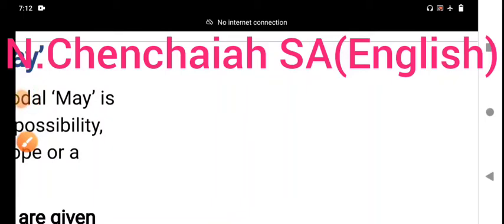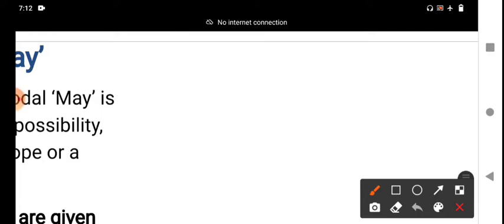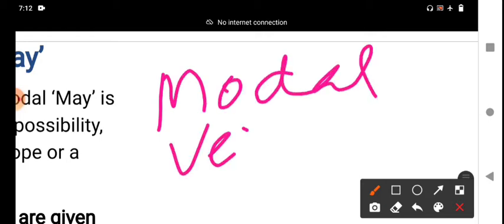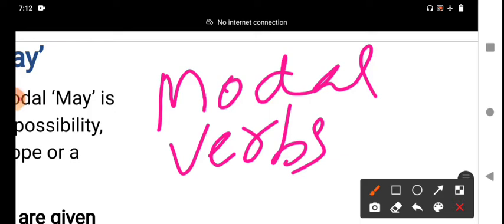Dear students, in today's session, we are continuing our subject. We have already completed the topic modal verbs, M-O-D-A-L, modal verbs. In the first class, class number 1, part 1, I explained to you about the modal verbs. It is part of the auxiliary verbs.